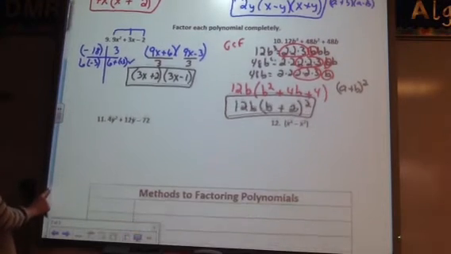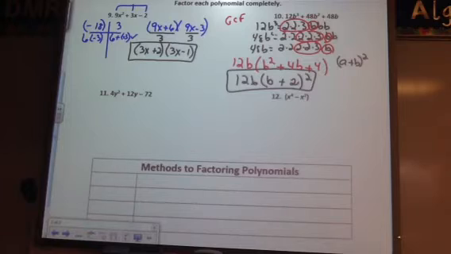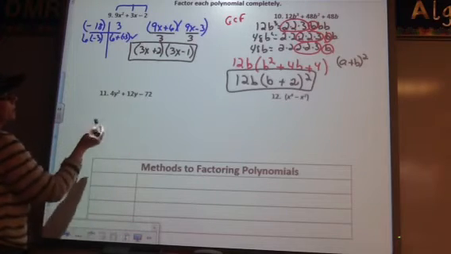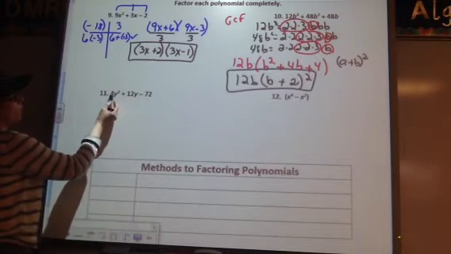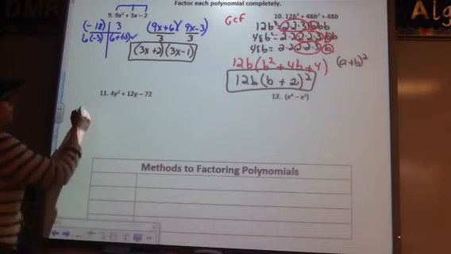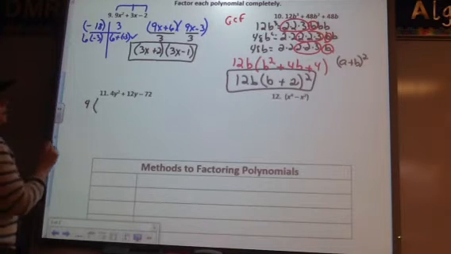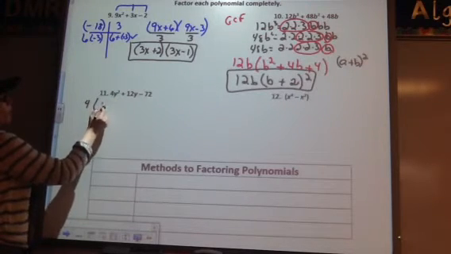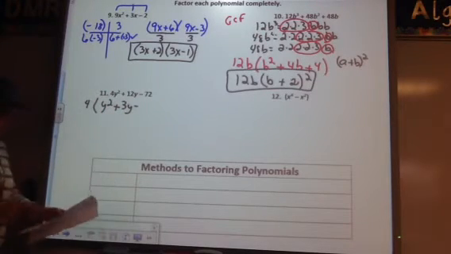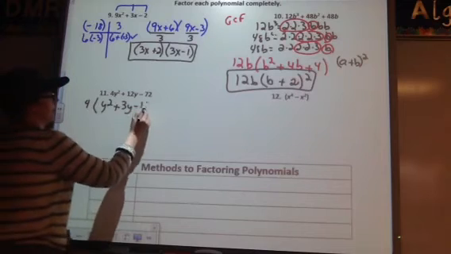All righty, let's look at number 11 here. Okay, do they have anything in common? Well, they don't have any y's, but they're all an even number, so let's see. I know 2 will go into all of them. Well, 4. 4 will go into 12, and 4 will also go into 72. So let's go ahead and pull out that 4. All right? So 4y squared divided by 4 is y squared. 12 divided by 4 is 3. 72 divided by 4 is 18.